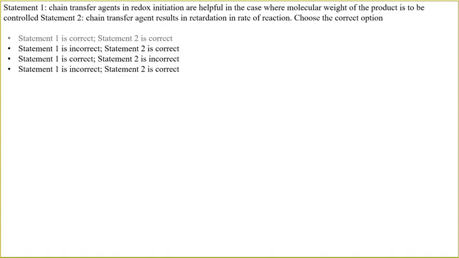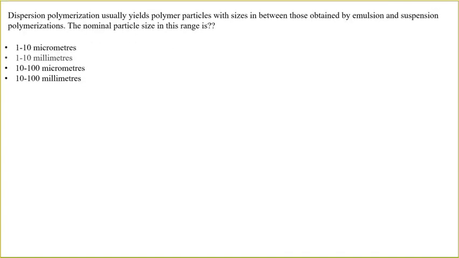Statement two is chain transfer agents result in retardation in the rate of reaction. This is also true because the activity of one chain is being transferred to another, so how fast the reaction occurs is also hindered. That's why the rate of the reaction is affected in a negative way, and chain transfer agents result in retardation of the rate of reaction. So statement one is correct and statement two is also correct for this one.